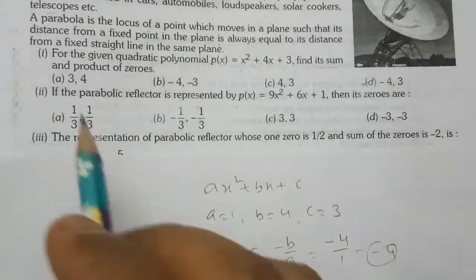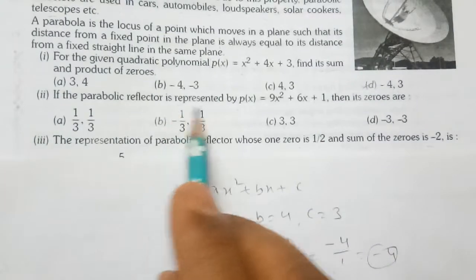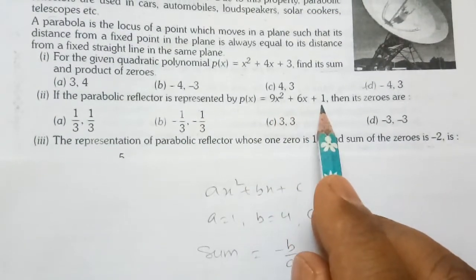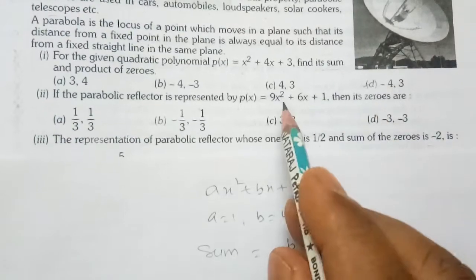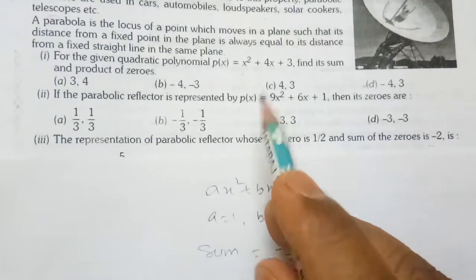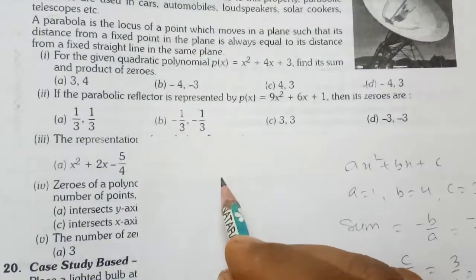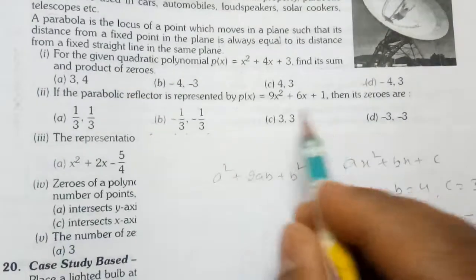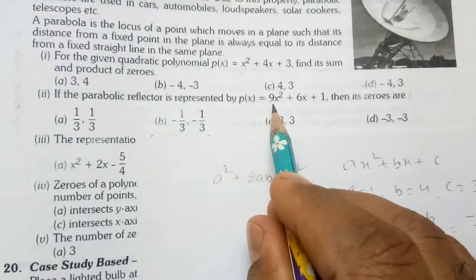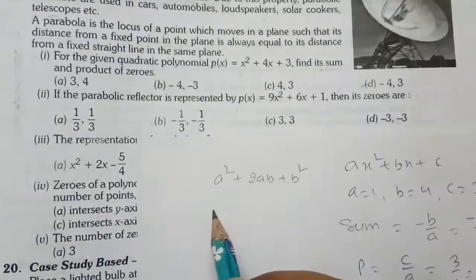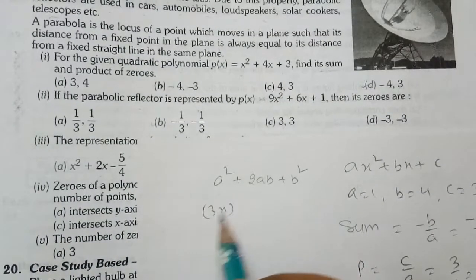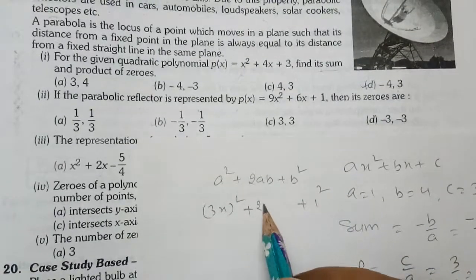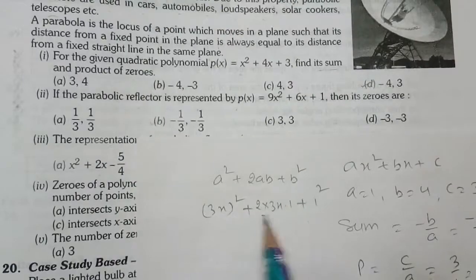Now next condition is there. If the parabolic reflector is represented by the polynomial 9x square plus 6x plus 1, then find its zeros. So if you see here, this also becomes a formula which equals a square plus 2ab plus b square, because this first term is a perfect square, 1 is also a perfect square. So we will write here 3x whole square plus 1 square, and here it is 2 into 3x into 1, so it becomes 6x.